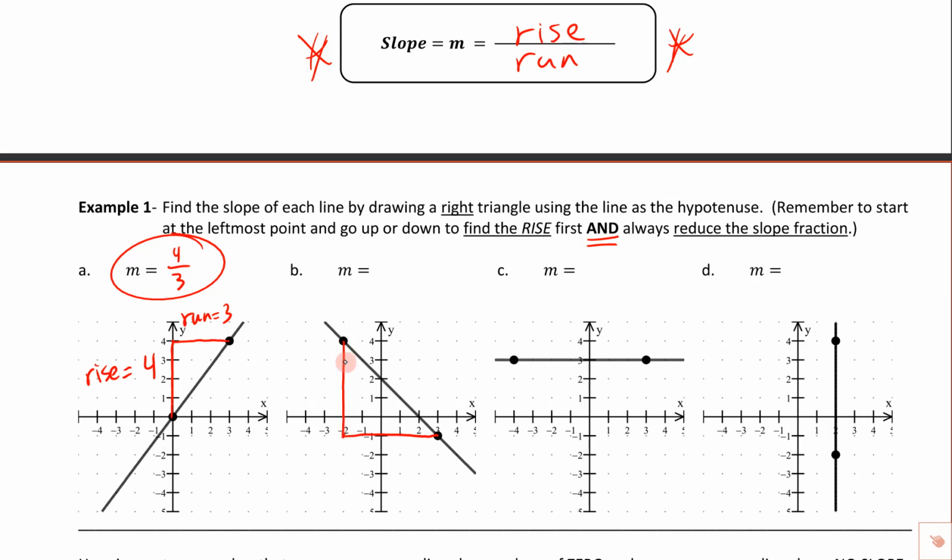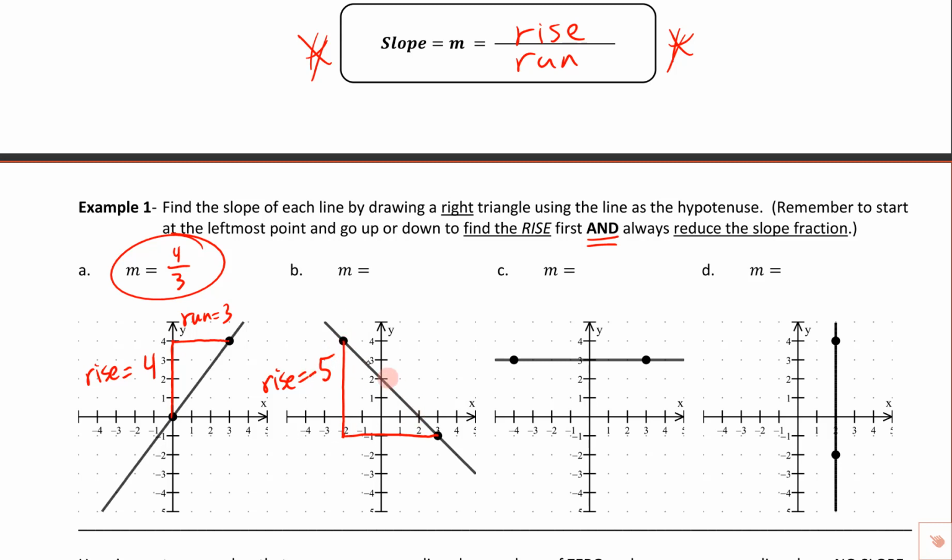Now let's count spaces here. So this is 1, 2, 3, 4, 5. So the rise is 5. Now, we actually went down. So remember, we're getting a little bit more sophisticated here. The slope fraction is going to tell us how steep it is and which direction it slants. So going up 4 is not the same as going down 4, and going down 5 is not the same as going up 5. So we're going to write this down as a negative 5.